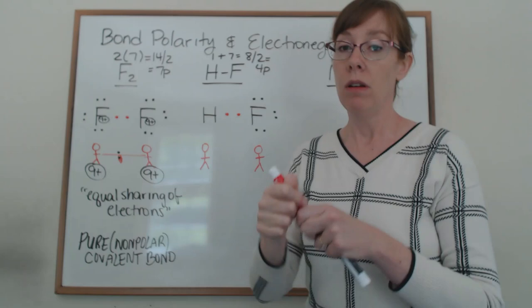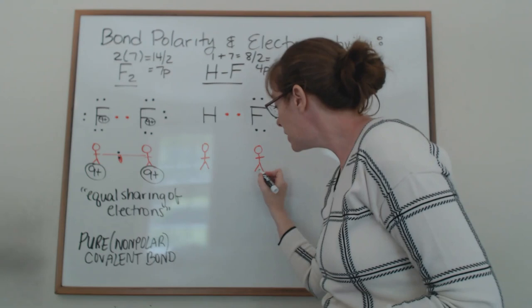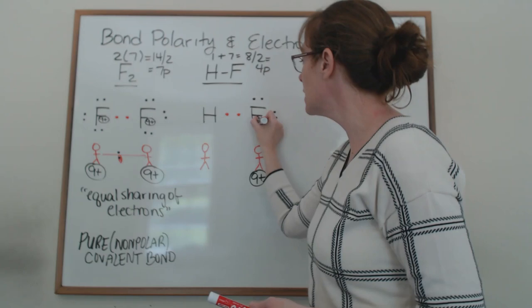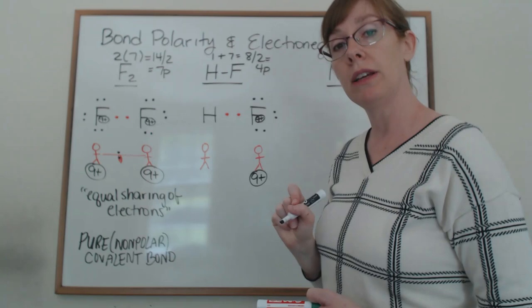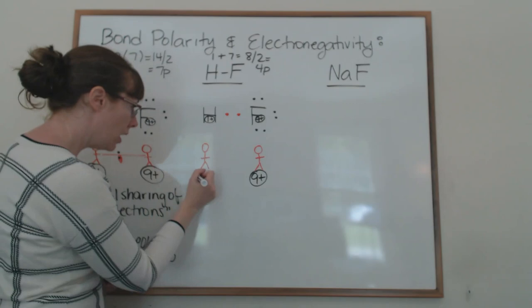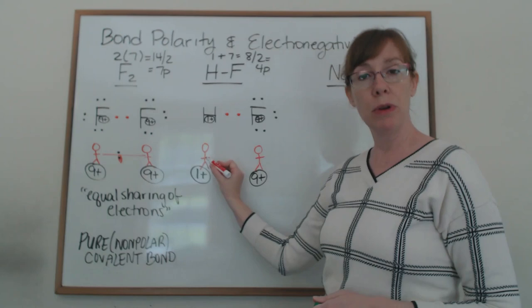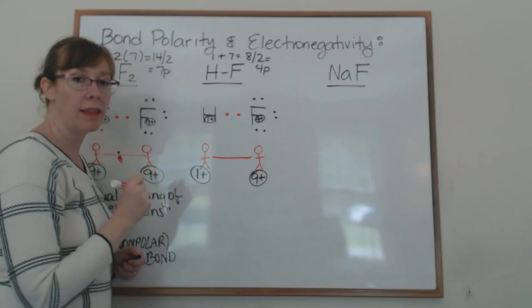Well, who's doing the pulling is the nuclei. Fluorine, once again, has a 9+ nucleus. A 9+ nucleus in the center of that atom, or 9 protons. How many protons are in a hydrogen nucleus? 1. Hydrogen only has 1 proton doing the pulling. So you are essentially doing a tug of war between someone who has a 1 positive charge and someone who has a 9 positive charge. Who's going to win that tug of war?